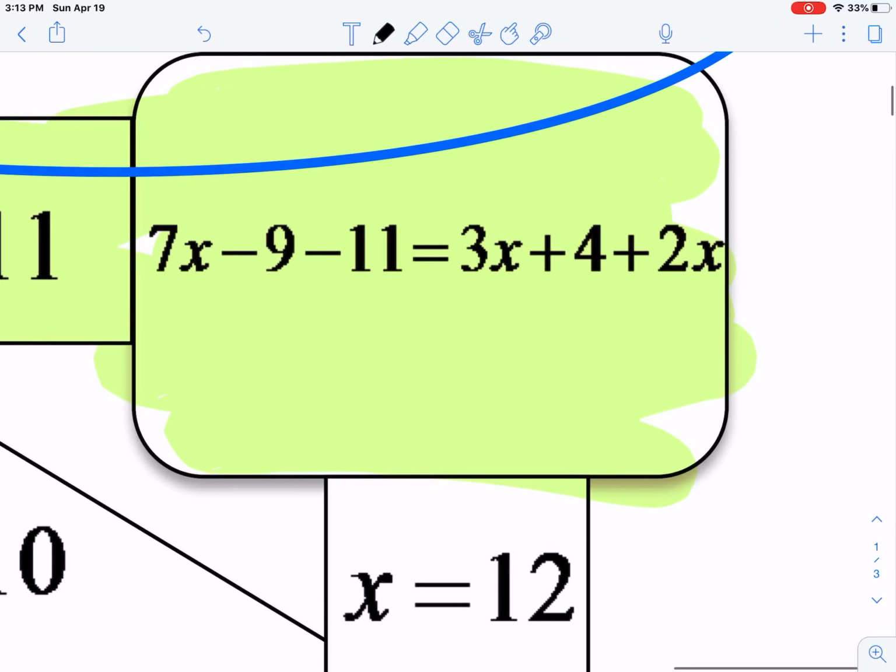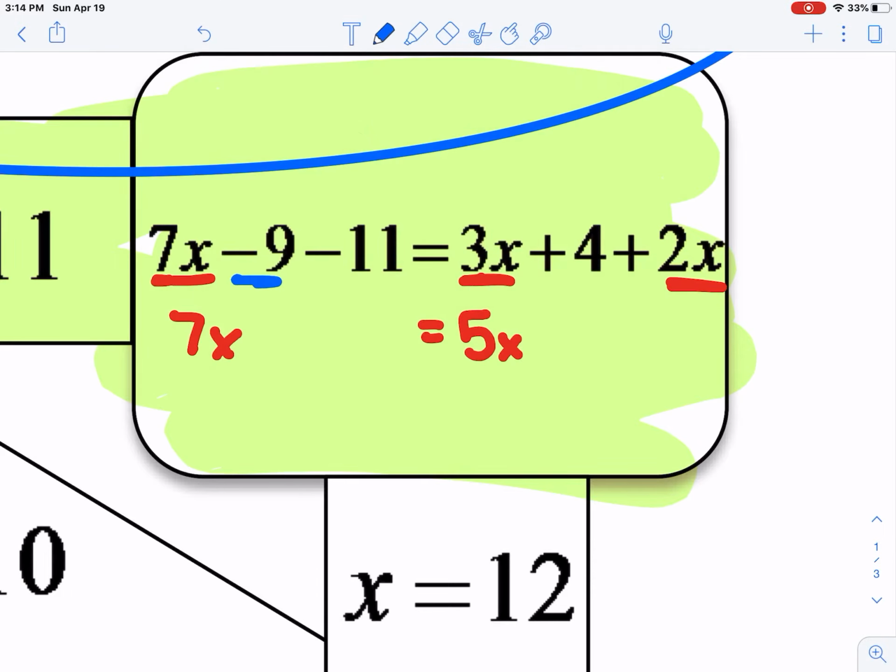For problems like this, we'll just go over this quickly here. Make sure you're combining your like terms. So look over here on the left, we only have one variable term on our left, and on our right, we have two variable terms, right? So on my left, I still have my 7x, and on my right, I have 3x and 2x, and they're both positive, so together I have 5x.